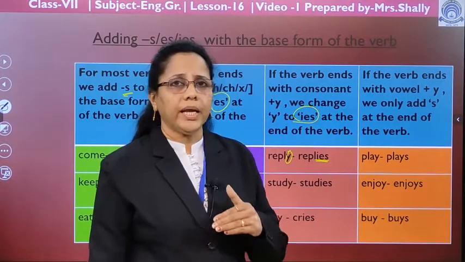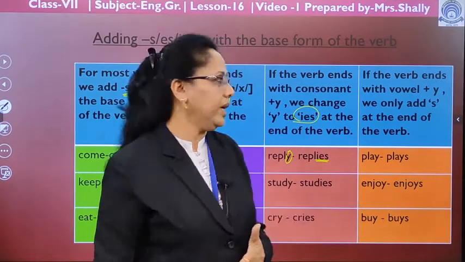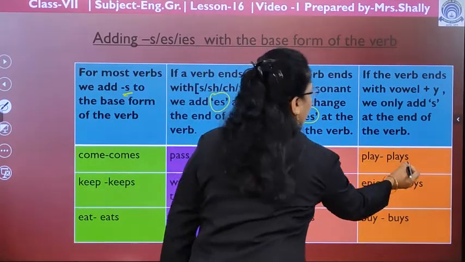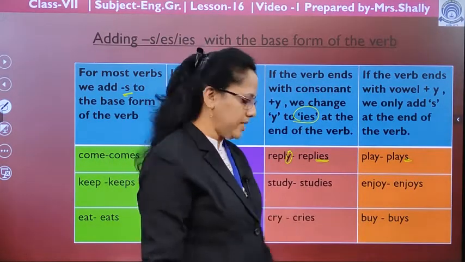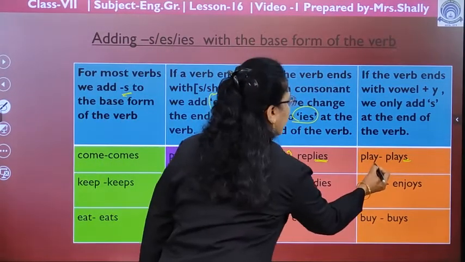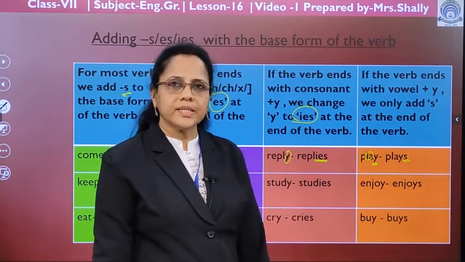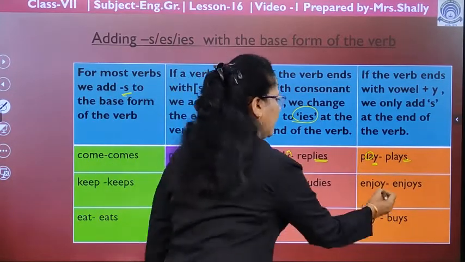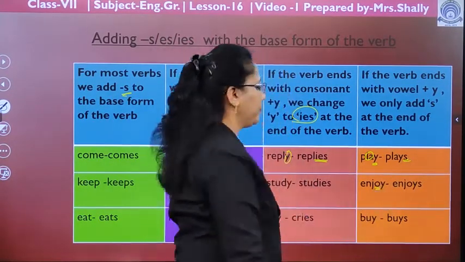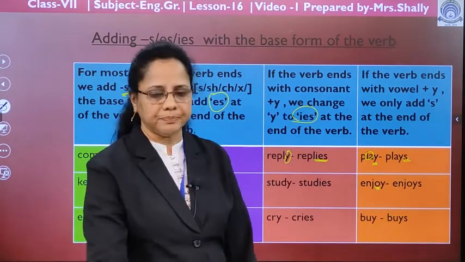If the verb ends with a vowel plus y, that is, if y is preceded by a vowel, then we just add s to the word. For example, play. You can see p-l-a-y. Before y, a vowel is there. So, just add s. Plays. Enjoy. Here, y is preceded by the vowel o. Enjoy, enjoys. Buy, buys.